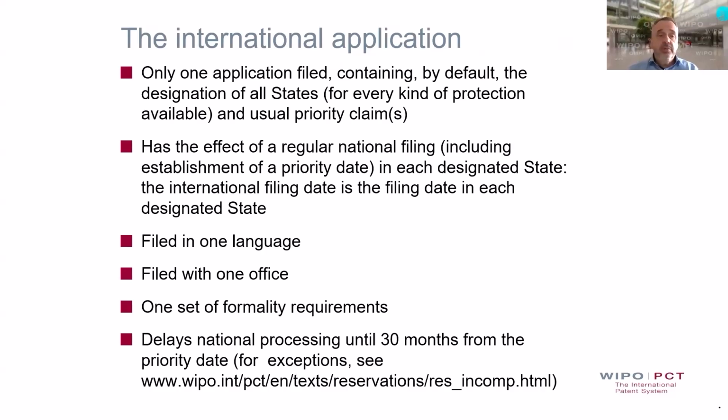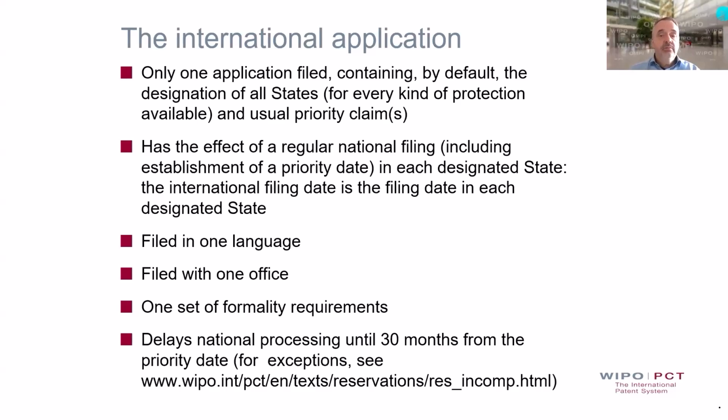So when you file an international application, by default, it will include the designation of all the member states or contracting states, as we usually call them, of the PCT. We currently have 158, so that's quite a mouthful of countries you're including there. And of course, most applicants will not be interested in obtaining patent protection in all of those countries. So eventually you'll have to make a choice.